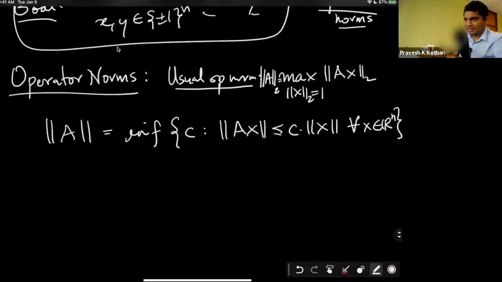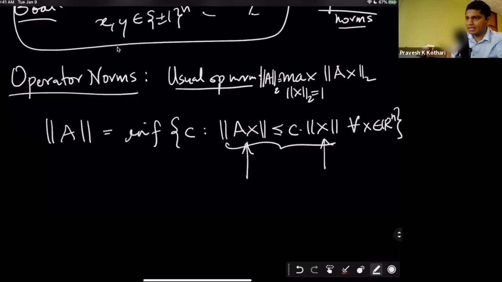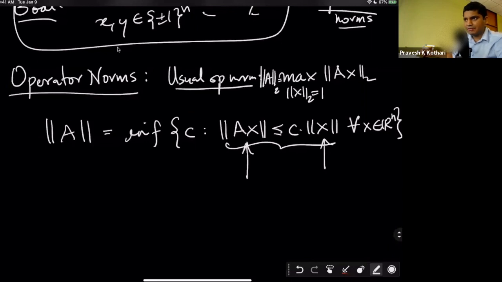So, basically take the smallest C for which this inequality holds. And the reason I'm saying this more generally is because I have not fixed the choice of the norms on the two sides of this inequality. So in general, I can choose some norm to measure the length of the input vector X, and I can use some other norm to measure the length of the output vector AX. Each choice of the norm on the input and the output gives you one new operator norm of A.